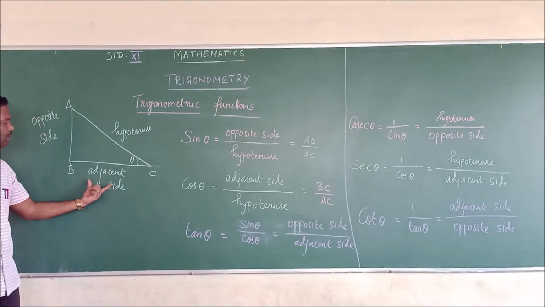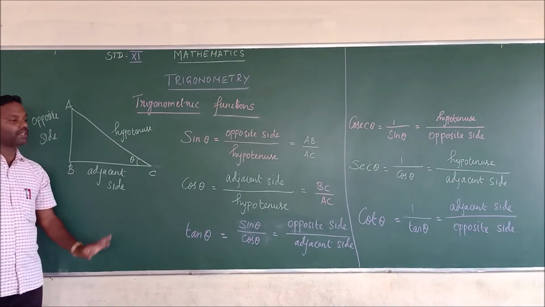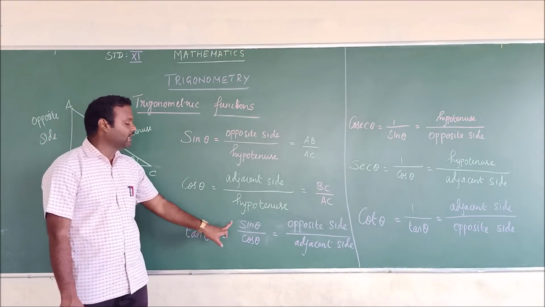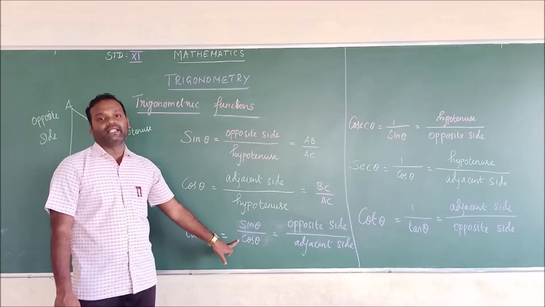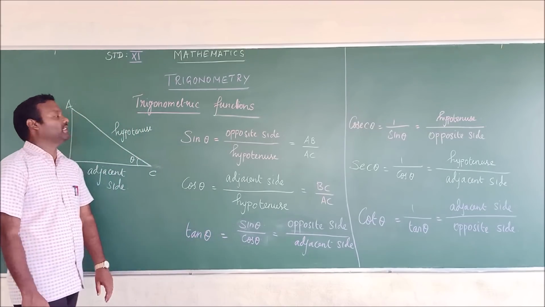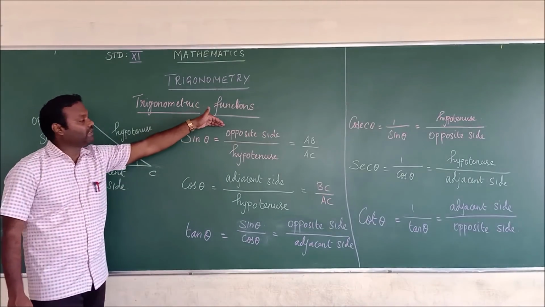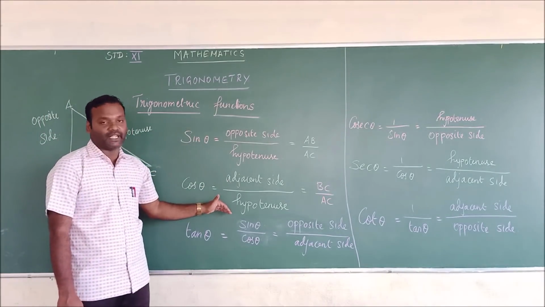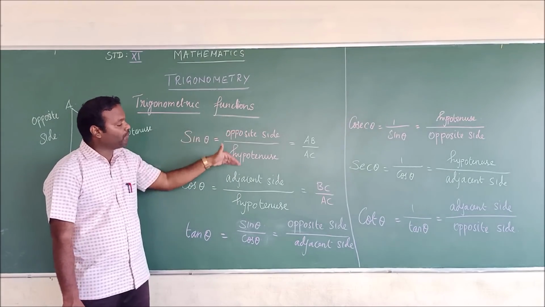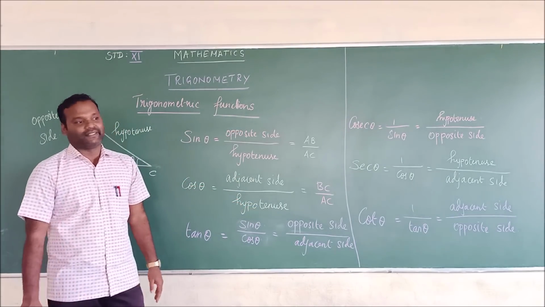What is the adjacent side? You are having BC and the hypotenuse is AC. And you all know that tan theta is the sin theta divided by cos theta. So tan theta equal to sin theta divided by cos theta. So sin theta is opposite side by hypotenuse and cos theta is adjacent side by hypotenuse. When you cancel, both the hypotenuse will get cancelled. So opposite side divided by adjacent side.